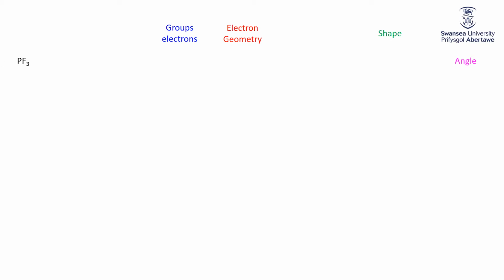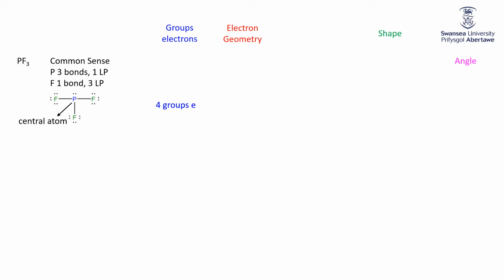So next one, PF3, common sense: phosphorus 3 bonds, 1 lone pair; fluorine 1 bond, 3 lone pairs. Common sense just means wanting to get up to the octet rule. And so phosphorus goes in the middle, as it is the less electronegative, but also the one that wants the 3 bonds. Fluorines are terminal atoms, as they only want 1 bond each. Count around the phosphorus, which is the central atom: 4 groups of electrons. 4 groups of electrons get away from each other as much as possible by forming a tetrahedral geometry.